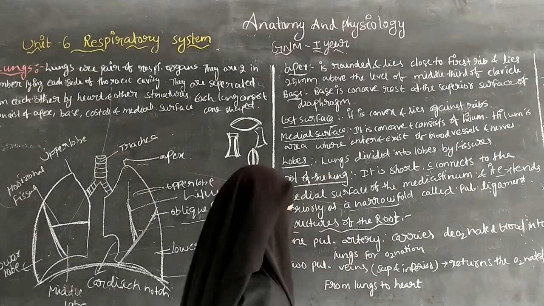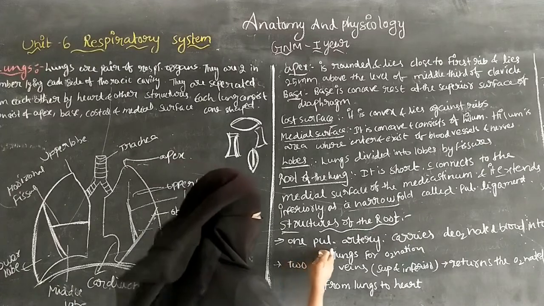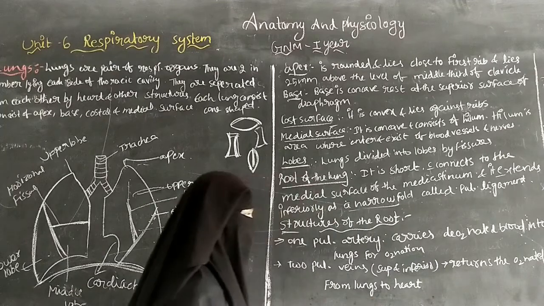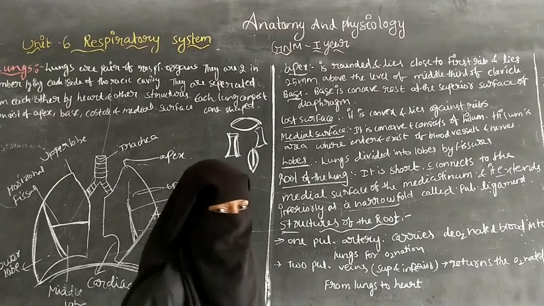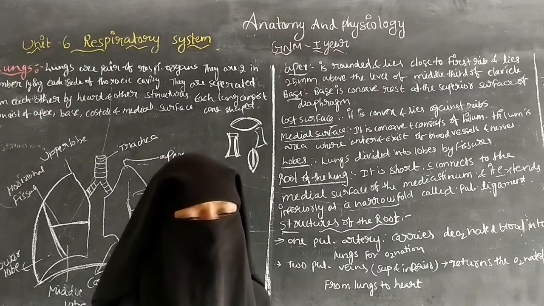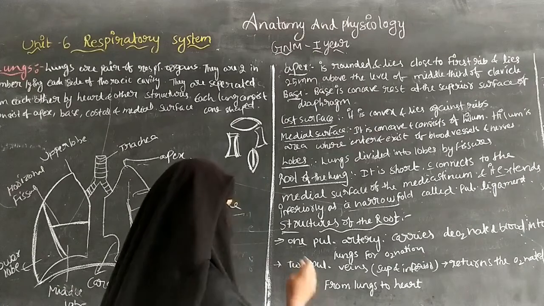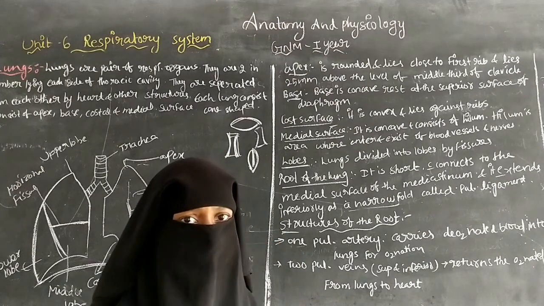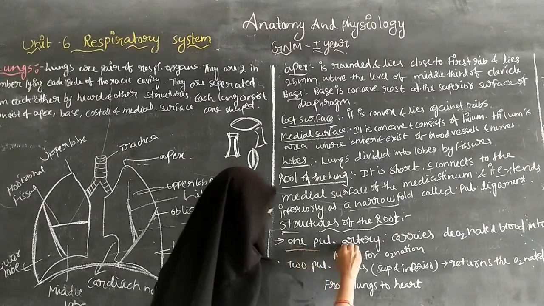And next is the structures of the root. The structures of the root include one pulmonary artery, which carries the deoxygenated blood into the lungs for oxygenation of the blood.